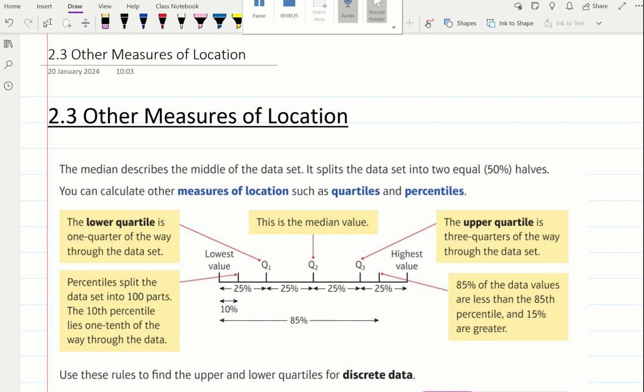The lower quartile is 1/4 of the way through the dataset, it's 25%. The upper quartile is 3/4, it's 75% of the way through the dataset. Percentiles, which are different, split the dataset into 100 parts. So the 10th percentile is 1/10 of the way through the data. 10% is the 10th percentile.